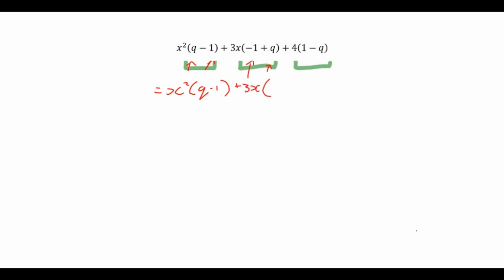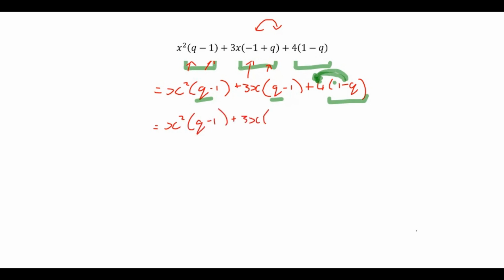And now we're just going to do a little switcheroo. (q minus 1), just write them in a different order, and we have plus 4 (1 minus q). So now what we have is two identical brackets, (q minus 1), (q minus 1). But I have another bracket, so why don't I just take this minus out and let's see what happens. If I take a minus away from the 1, because it's a bracket, I have to take a minus away from the plus q as well. Just to quickly recap, this is x squared (q minus 1) plus 3x times (q minus 1).